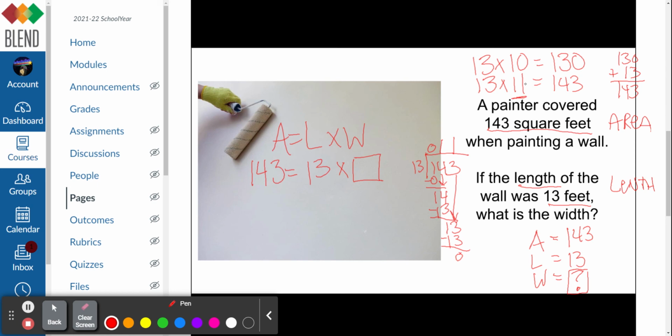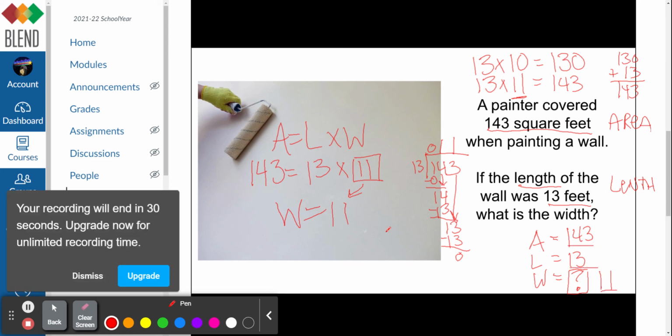So if you want to use your math facts, or if you want to do long division, we just figured out that 13 times 11 equals 143. So our width is what's in the box. So our width is 11. So we just figured out our missing piece. So if our area was 143 and our length was 13, then our width is 11. Just by having two pieces out of the three, we were able to figure out the answer.